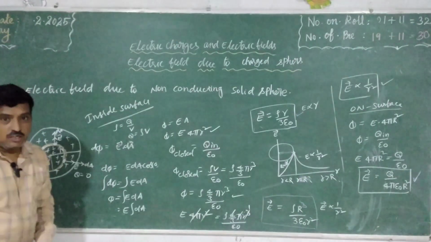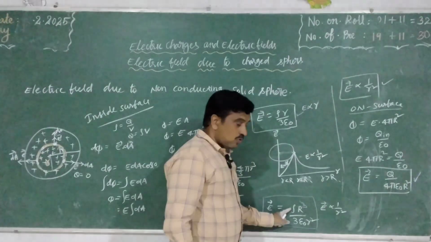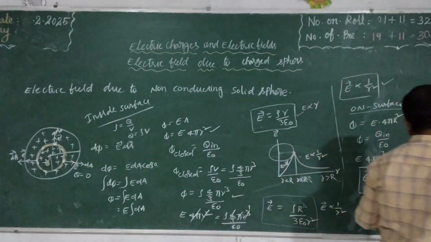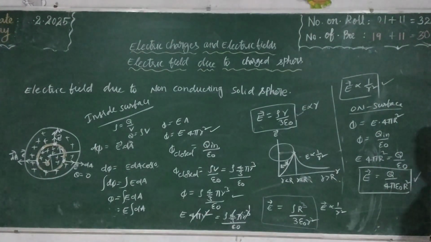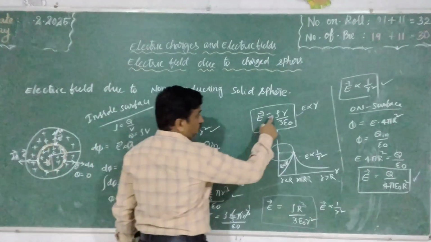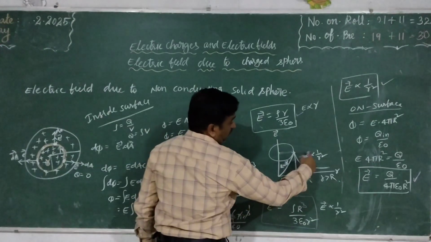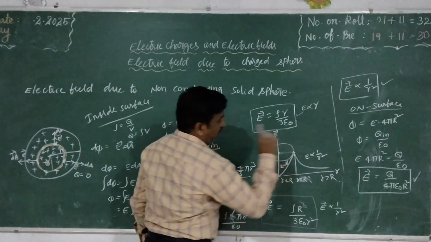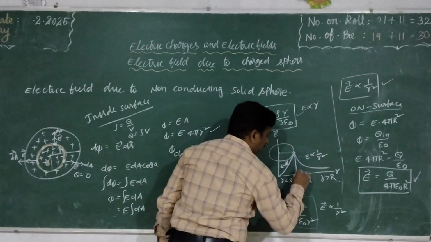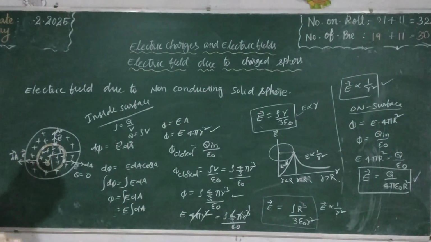At an outside point, the electric field is rho r cubed by 3 epsilon naught r square. On the surface, E equals q by 4 pi epsilon naught r square. Inside, at a smaller distance from the center, E equals rho r by 3 epsilon naught, so E is proportional to r inside. Outside, E is proportional to 1 by r square. On the surface it is maximum. This is the graph for the electric field due to a non-conducting solid sphere.